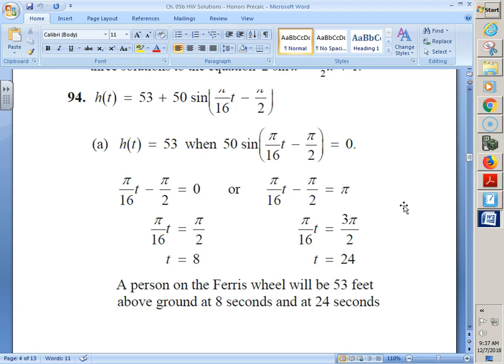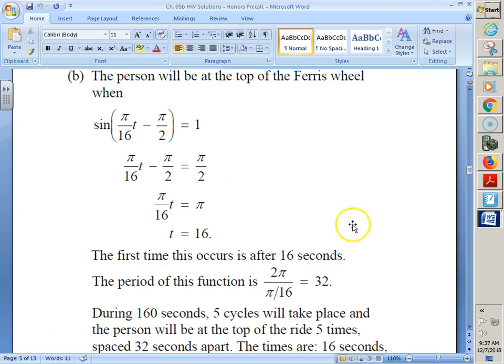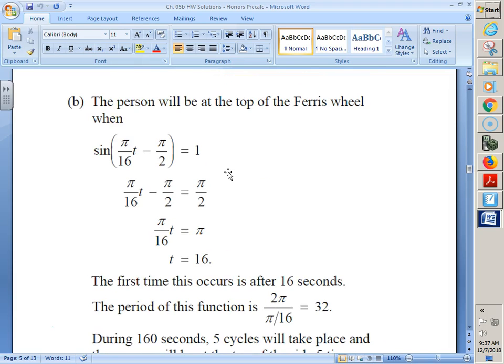Just add and multiply by the reciprocal. Pi over 2 times 16 over pi is 8. And 3 pi over 2 times 16 over pi is 24. Technically seconds. When are they at the top? You can do this a couple different ways. I think the easiest way would be either to say, when does the sine thing equal positive 1? That's the highest it can be.